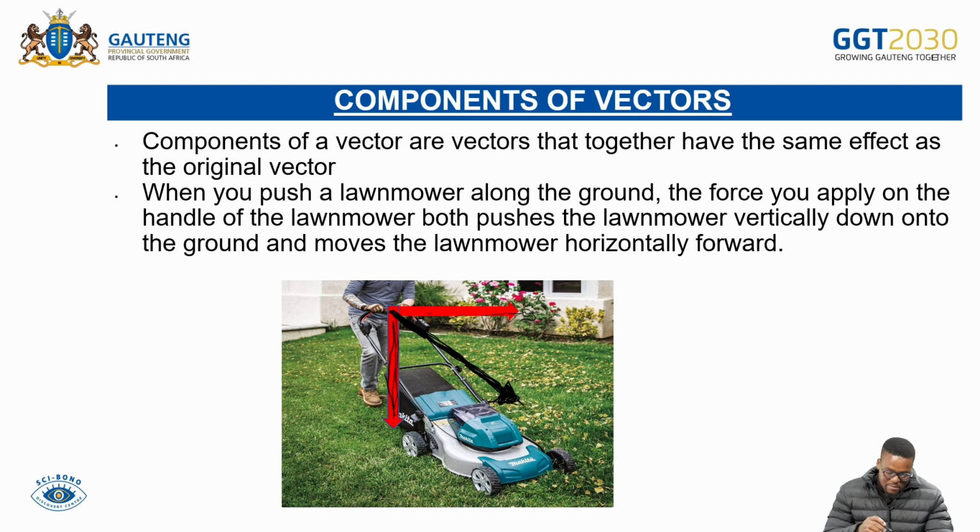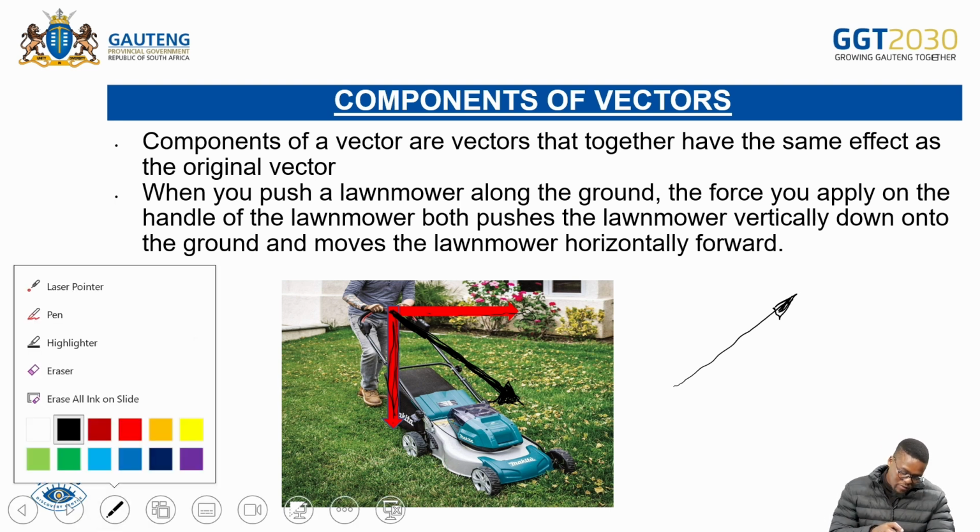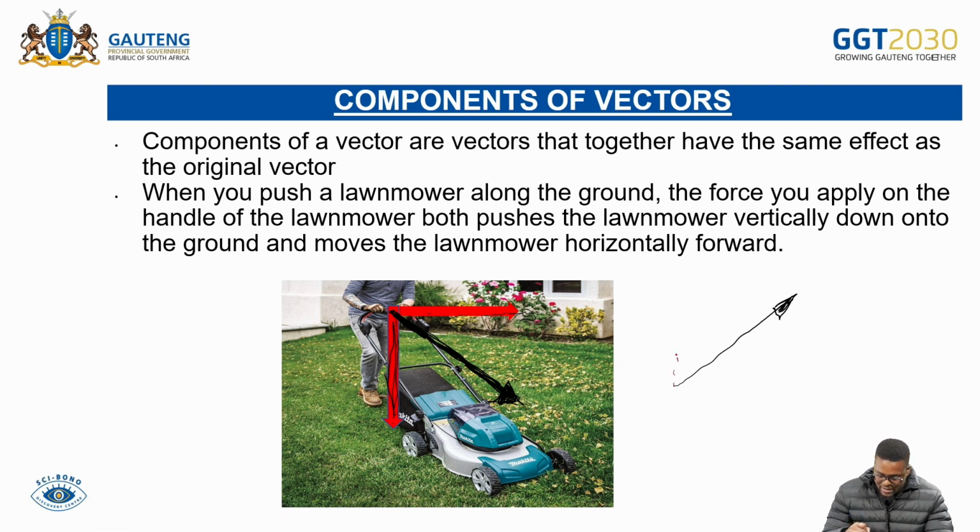Right? So let's say maybe you have an applied force here, and then how do you draw the components of this force? It's going to be the vertical component and then the horizontal component. So as you can see here, when you push a lawnmower along the ground, the force you apply on the handle both pushes the lawnmower vertically down onto the ground and moves the lawnmower horizontally forward, right?